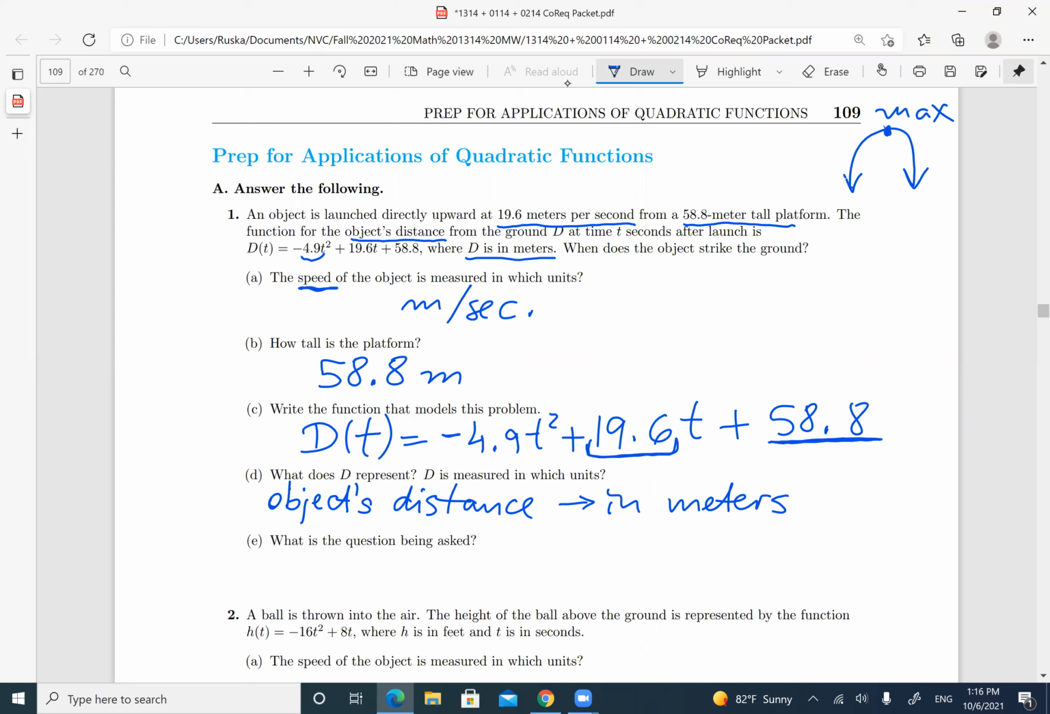Everybody understand that? Okay, what is the question being asked? They're not asking you actually to solve it, they're asking what is the question. Yes, what is it? When does the object strike the ground? That's right. They're asking when. So are they asking to find the time, the distance, or the speed? The time, right? They're asking for the time, because they're asking when. When means the time. How many seconds after launch does the object strike the ground?